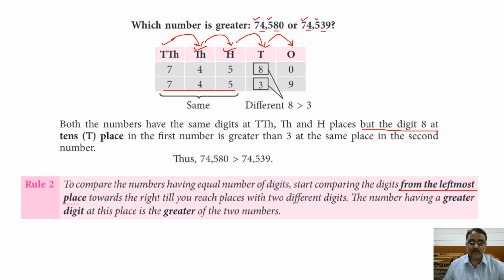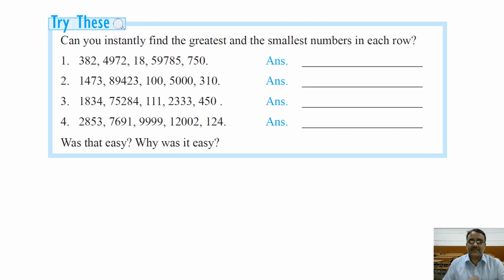Right. So now we are moving towards the next part. Try this question I have taken for revision. Can you instantly find the greatest and smallest number in each row? Wait. First, greatest number. 59,785, right? This is the greatest number. And the smallest number is 18, right? Now the next question, question number 2.